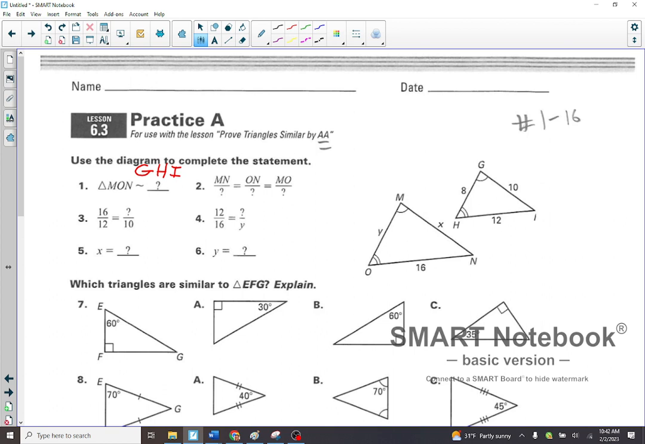That's number 2. MN goes with GI. So I'll put GI on the bottom.